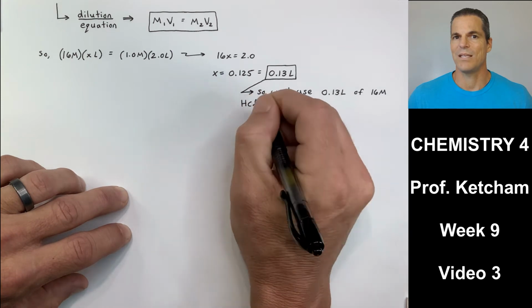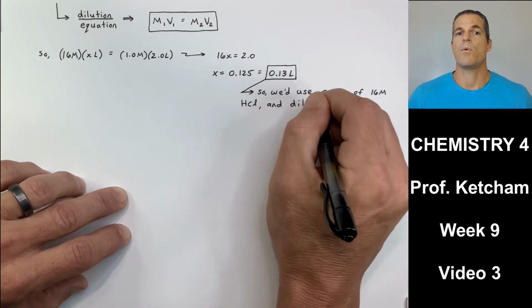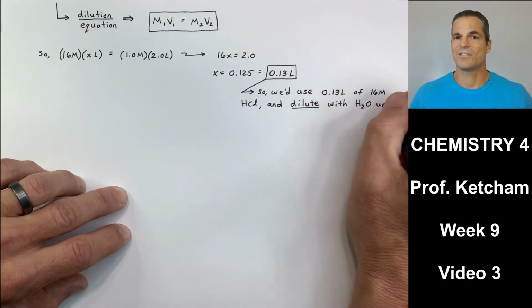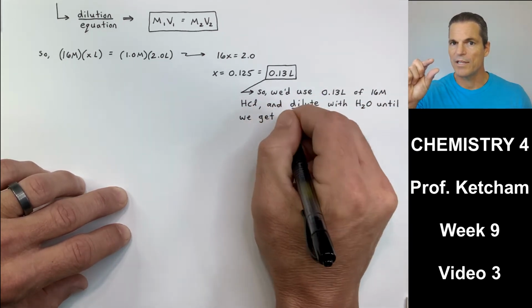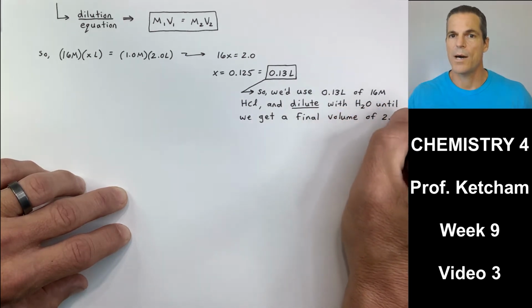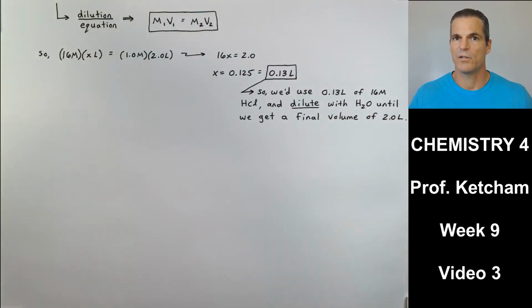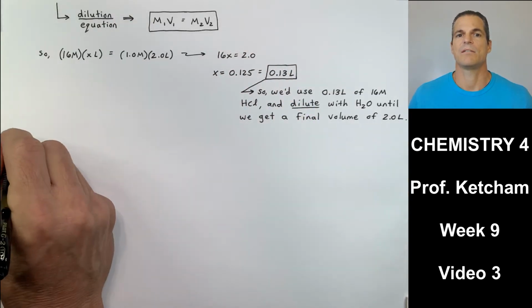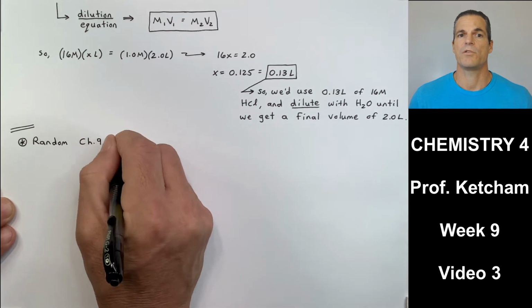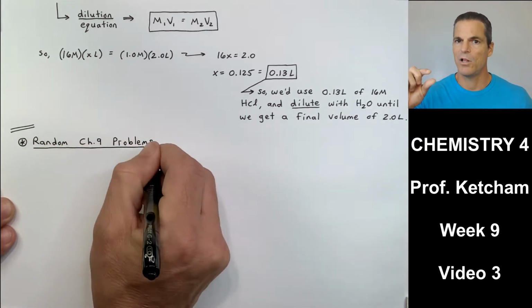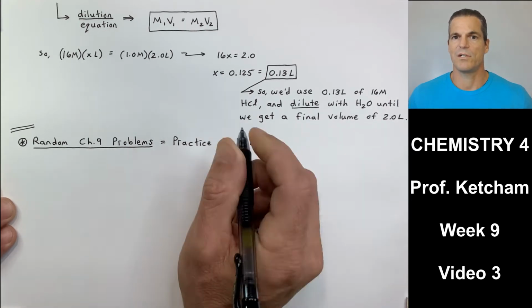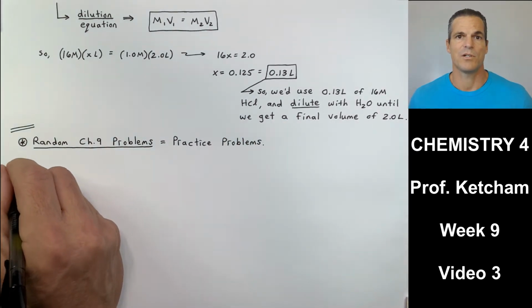Now what does this mean? Well, it means if we want to make a 1 molar solution, we're going to have to use just a little bit, 0.13 liters of the really concentrated stuff, and then dilute with water until we get our volume of 2.0 liters. Okay, that's what that means. So you have to understand what these mean as well. So when you get a volume of 0.13 liters, you're going to take a small amount of really concentrated stuff, dilute it all the way to 2.0 liters, and that's how you get 1.0 molar.